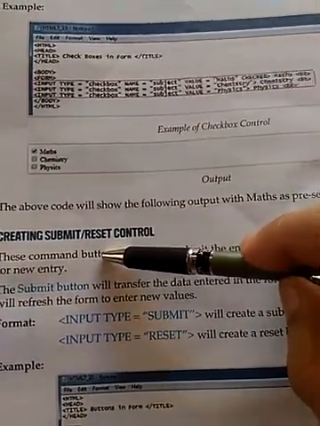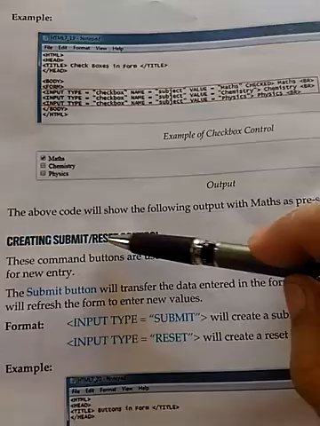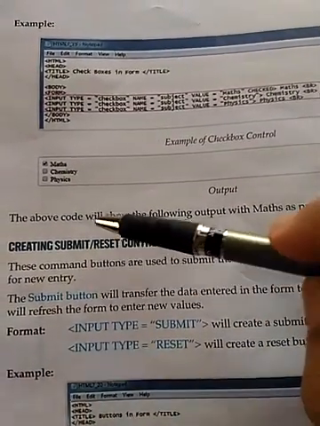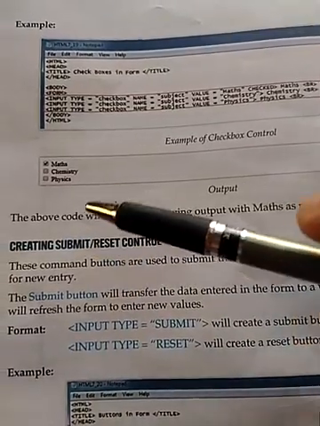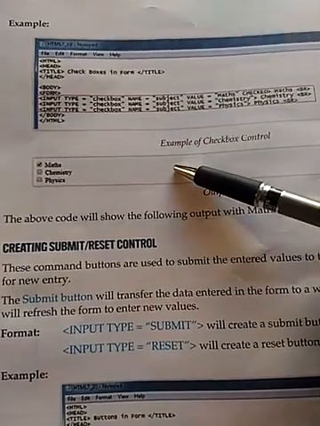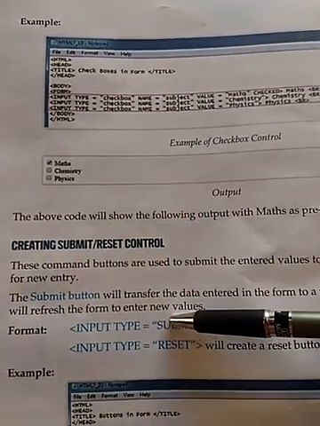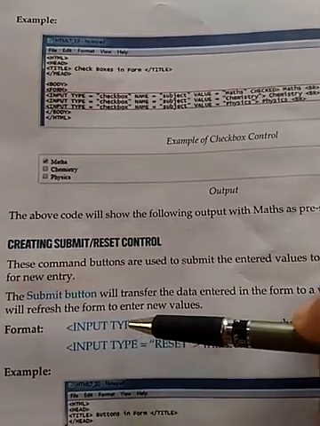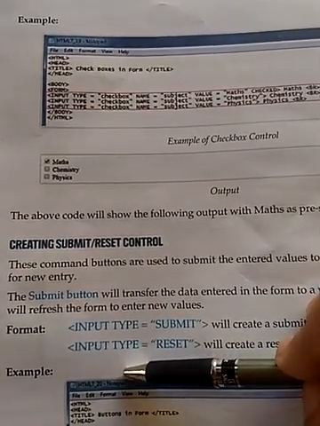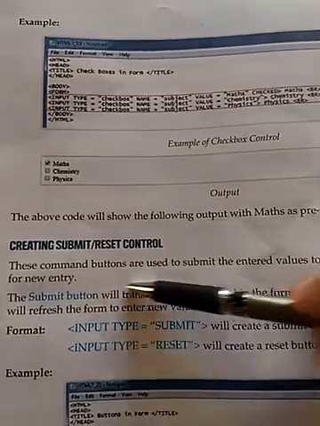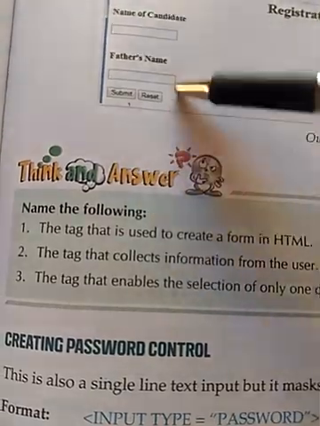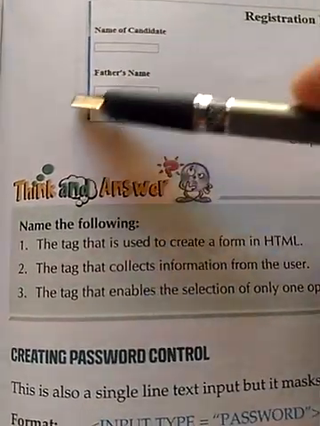Now you can create the button for submit and reset. Submit means you are giving the instruction to the web browser to take the content present on the client end to the server end to save it in the database. So submit button can be created with the input type submit, and the reset button can be created with the input type reset. In this way you can create such type of buttons on your web page.